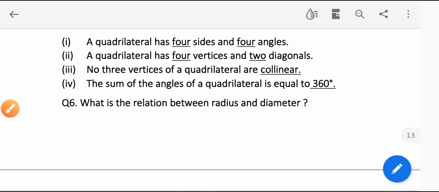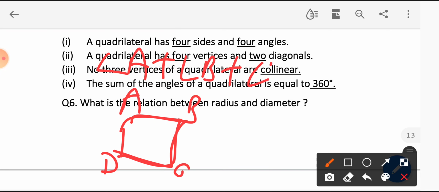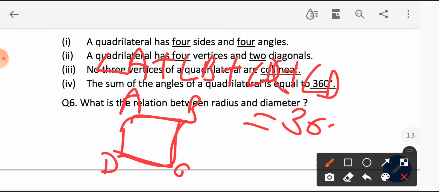And the next one is the sum of angles. It is a property that for angles A, B, C and D, the sum of all the angles, angle A plus angle B plus angle C plus angle D, is equal to how many degrees? 360 degrees.